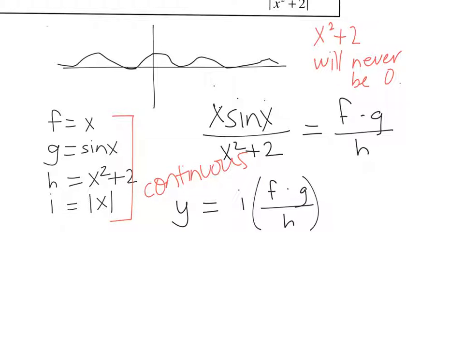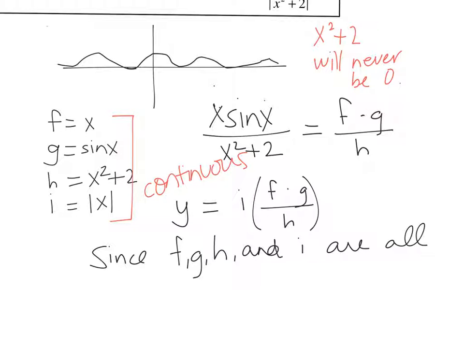So my reasoning here for why this would be continuous is because since f, g, h, and I are all continuous, y must be also, by those properties that we learned on the page before.